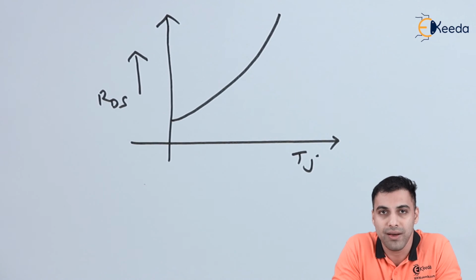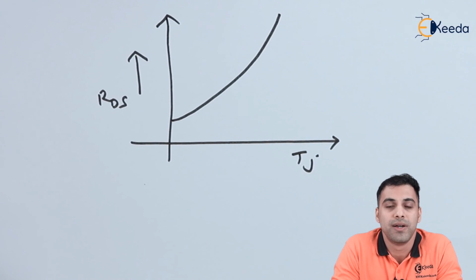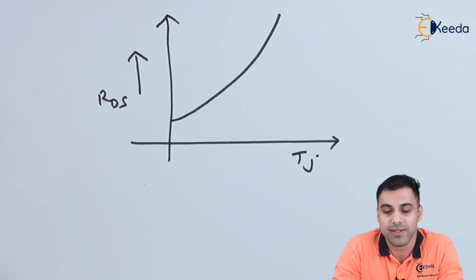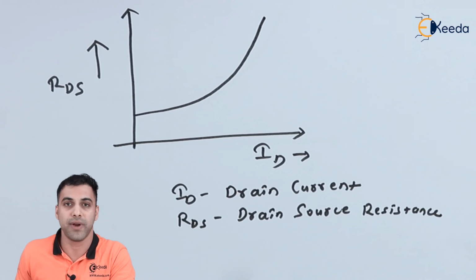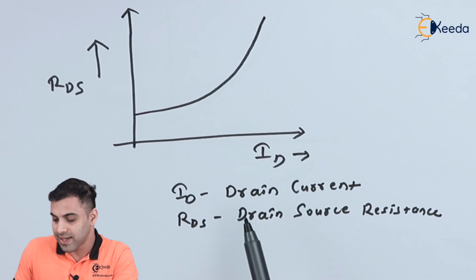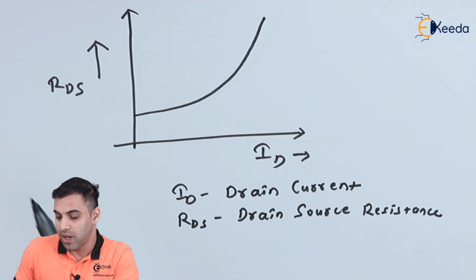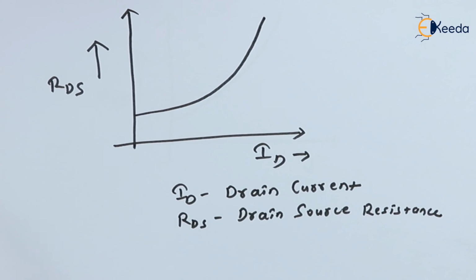In the same graph, the drain source resistance versus the junction temperature is represented here, but this is for the on condition. As you can see here friend, this graph represents how the drain source resistance varies with the drain current when the device is on.